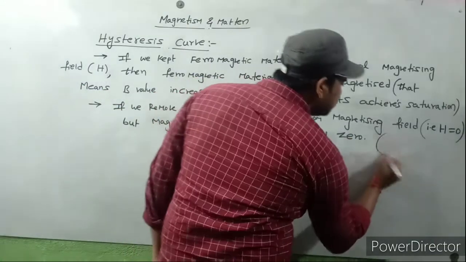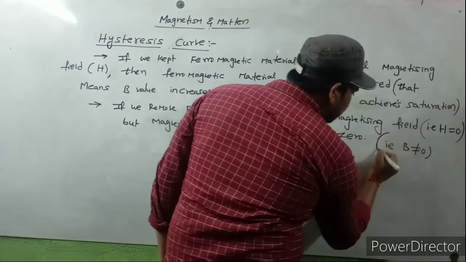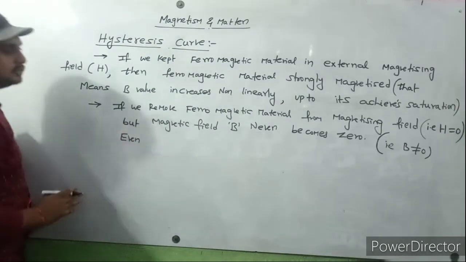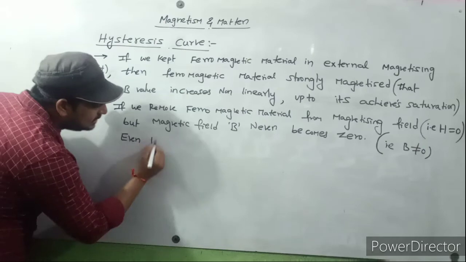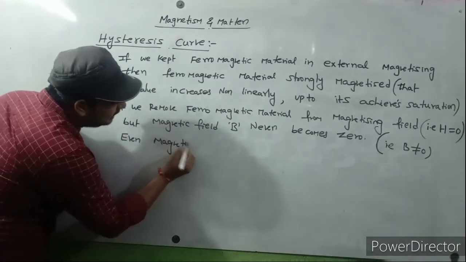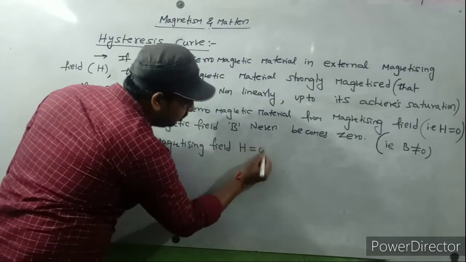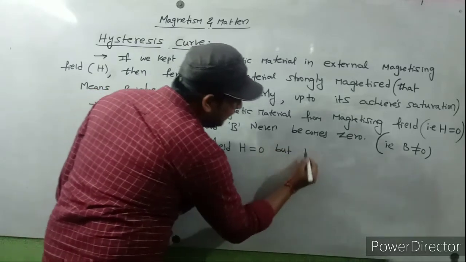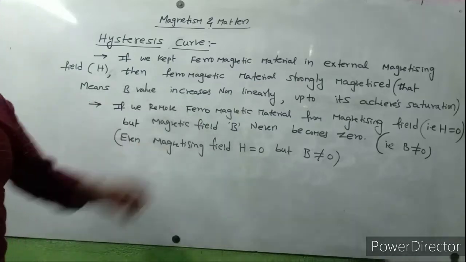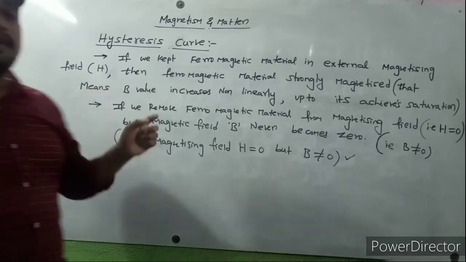That means B not equal to 0. Observe carefully: even when H becomes 0, the magnetizing field becomes 0, B is not equal to 0. This point is very, very important.